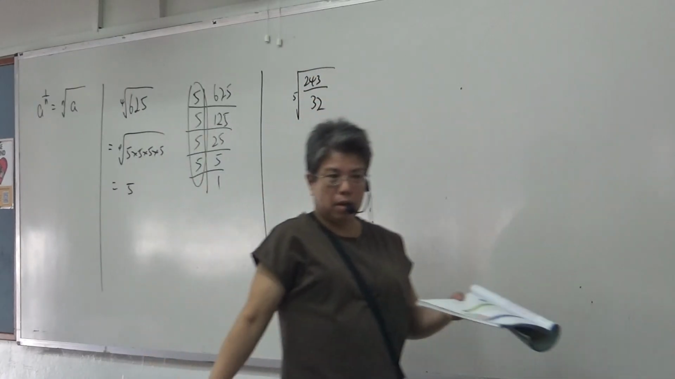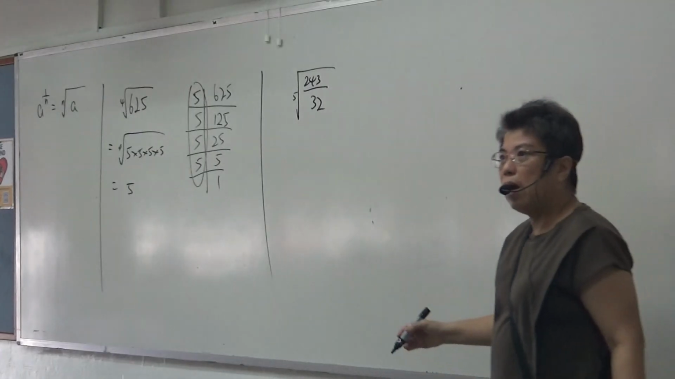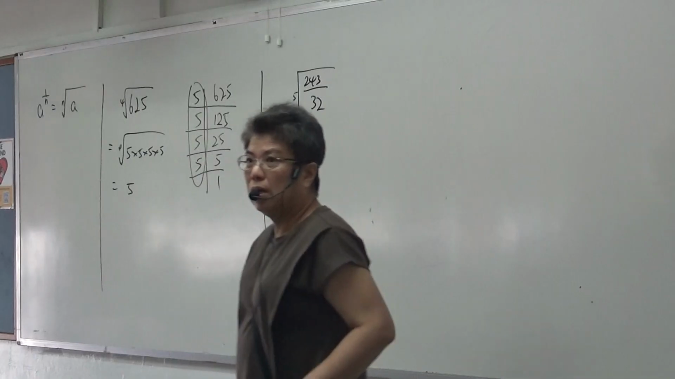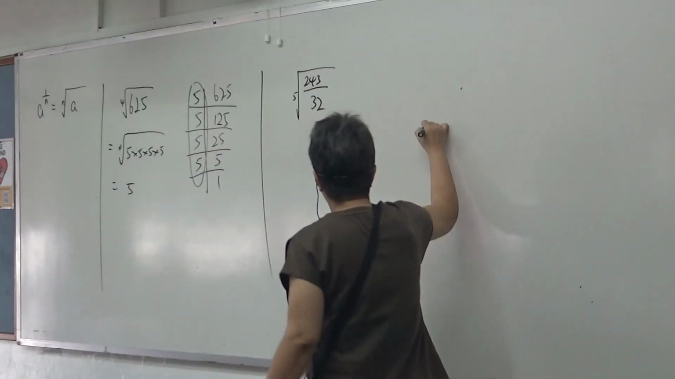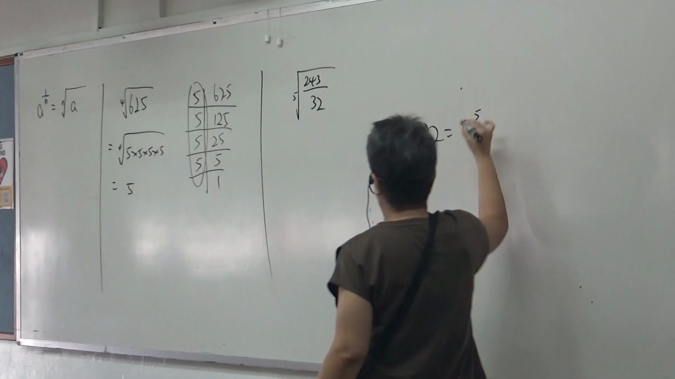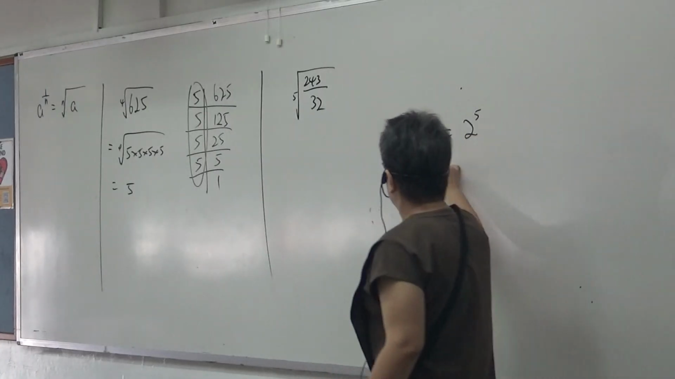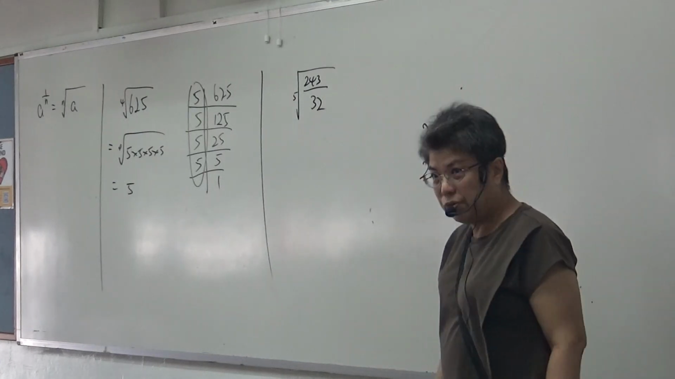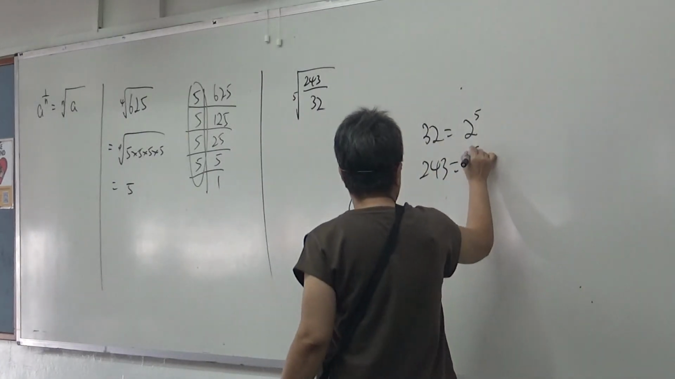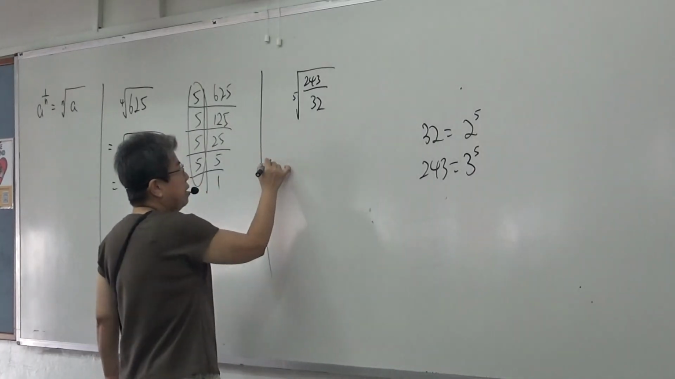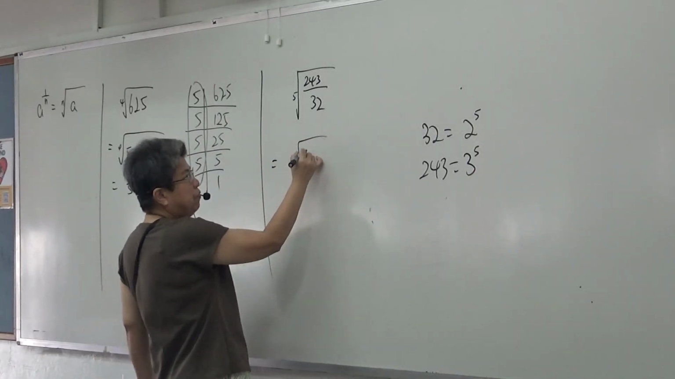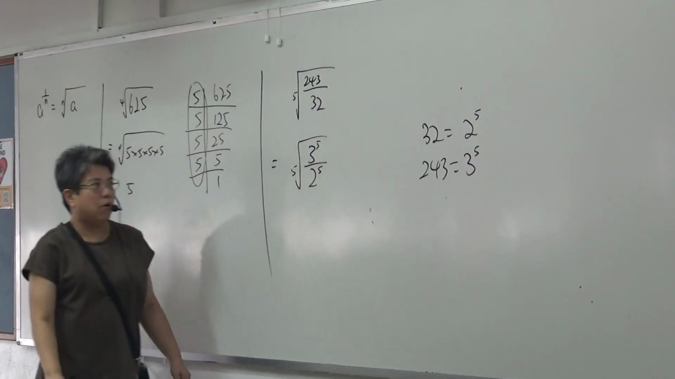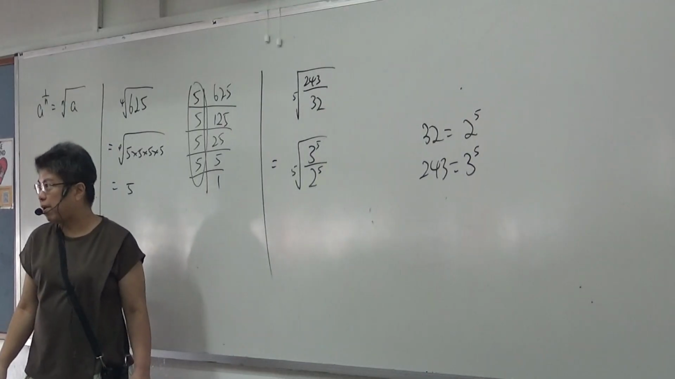What's the meaning here? I want to take what root? 5th root of what? 243 over 32. Now, all of you know that 32 is actually 2 to the power of 5. Can you tell me 243 is what to the power of 5? Is it 3? 3 to the power of 5. So actually I'm taking the 5th root of 3 to the power of 5 over 2 to the power of 5, right?